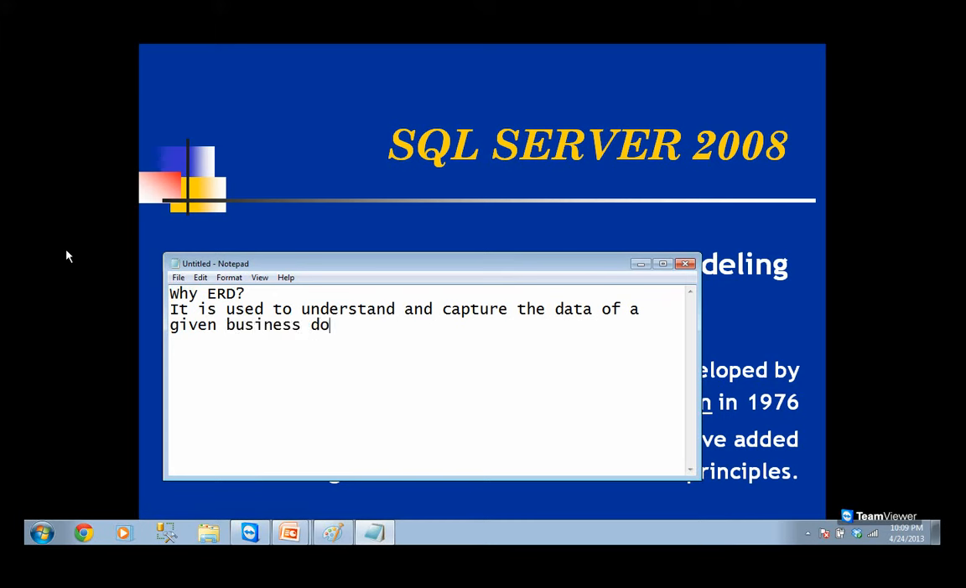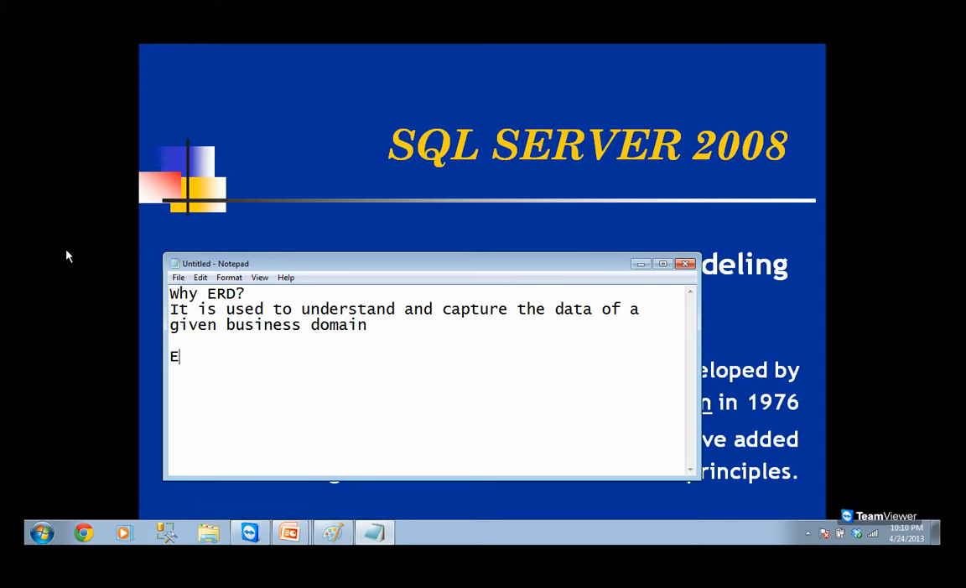So this is the purpose. That means what? If I say banking, how data is organized, what are the data they're capturing, you can easily understand in the form of a diagram, and you can capture the data, and you can also keep this data in RDBMS tools. Okay, that is the purpose.